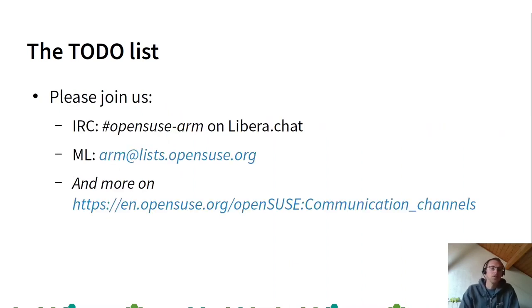If you want to join us, you can use IRC. We have the openSUSE-arm channel on libera.chat. We have the mailing list, arm at lists.opensuse.org. And you have even more communication channels on the wiki. Not specifically for ARM, but you can use them.